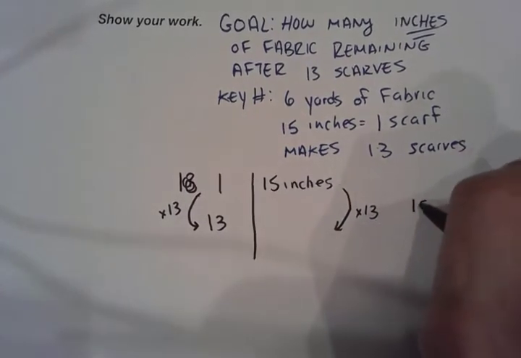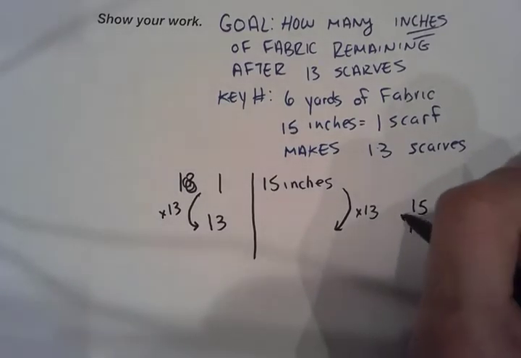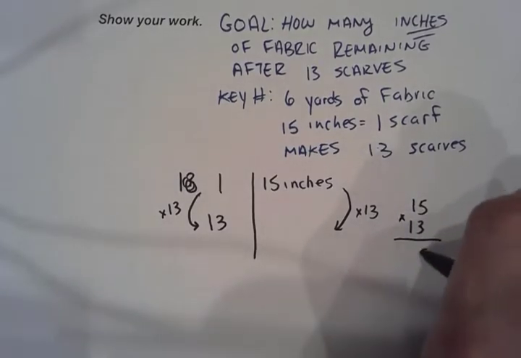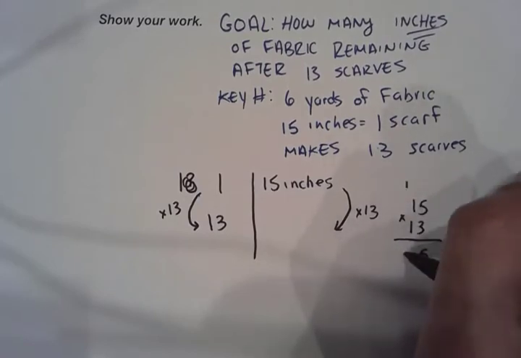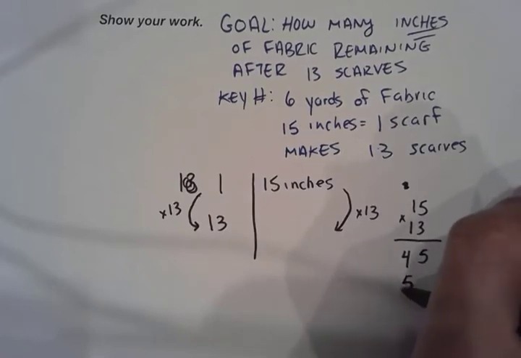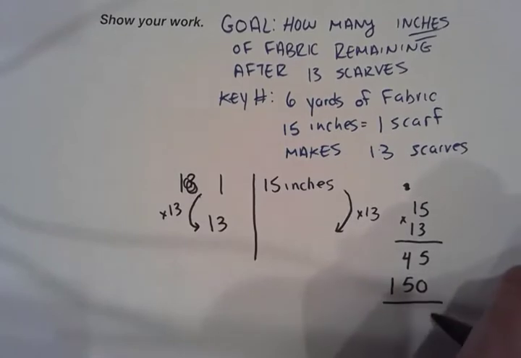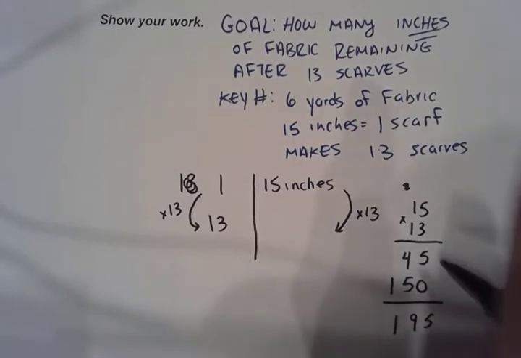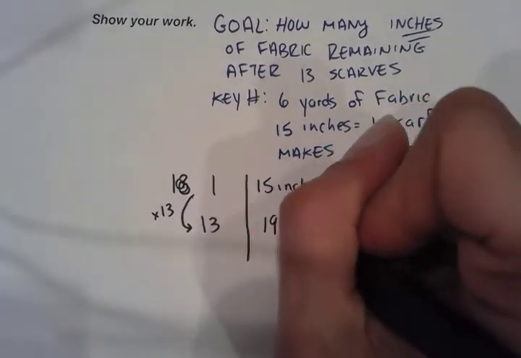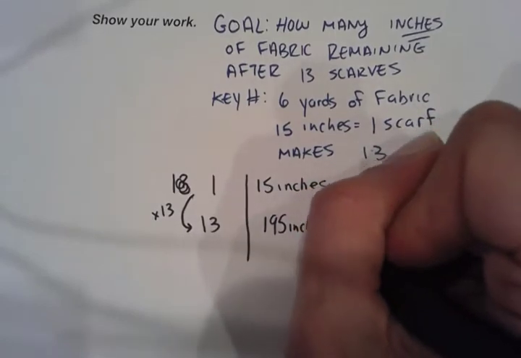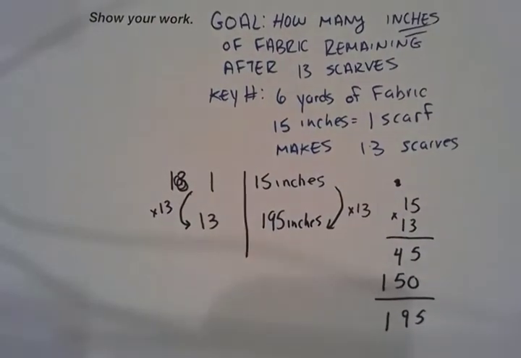So let's create our standard algorithm. 3 times 5 is 15, write 5, carry the 1. 3 times 1 is 3, plus 1 is 4. Then 1 times 5 is 5, and 1 times 1 is 1. Let's put our magic 0. 5, 9, 1. So now we know we have 195 inches to make those 13 scarves.